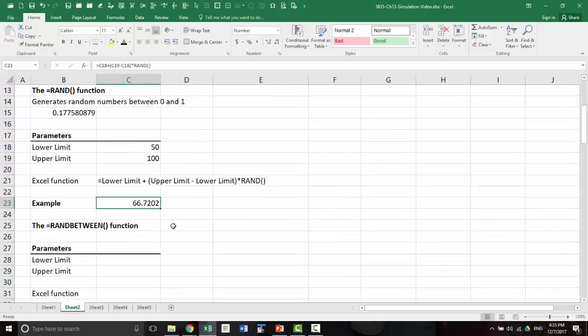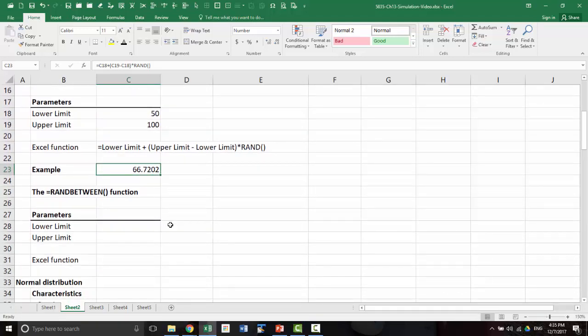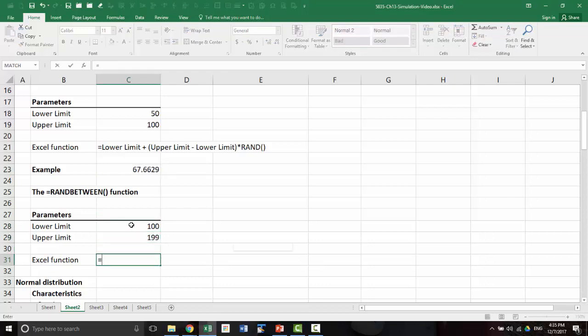RANDBETWEEN, we've already seen that, and that of course gives you a whole number. RANDBETWEEN gives you a whole number. It doesn't give you non-integer values. So it's between 100 and 199, just whole numbers.